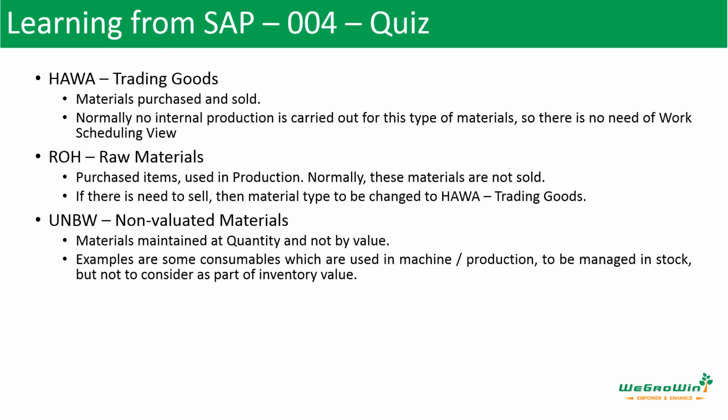UNBW, non-valuated materials. The material is maintained by quantity, not by value. Some examples are consumables which are used in the machine or production, which we want to have in stock for planning or something, but they are not part of the inventory.